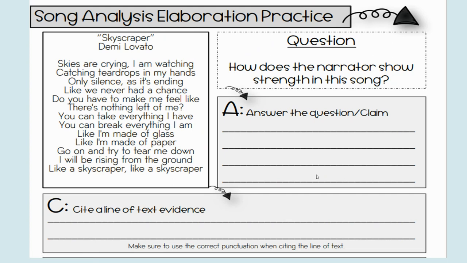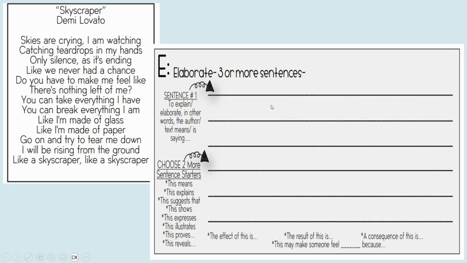There will be some questions for you to work through in this assignment. You'll be doing a song analysis elaboration. Our practice question says, how does the narrator show strength in this song? You'll be breaking it down into your 5 sentences. Your first one is to answer the question or claim in 1 sentence. Then your second sentence is to cite a line of text evidence. Then you'll put 2 more text evidence sentences in, then your concluding sentence, for 5 in total. Each question is going to be 1 new sentence in this 5-sentence paragraph.